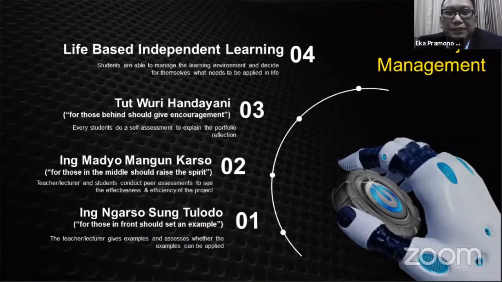There are 4 things to underline. This is the Taman Siswa trilogy, founded by Ki Hajar Dewantara many years ago in the 1930s. The first motto or first notion is Ing Ngarso Sung Tulodo. I'm sorry, this is in Bahasa Jawa. In English, it means those in front should set an example.